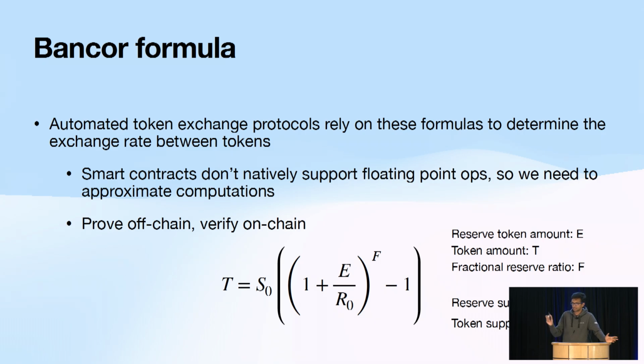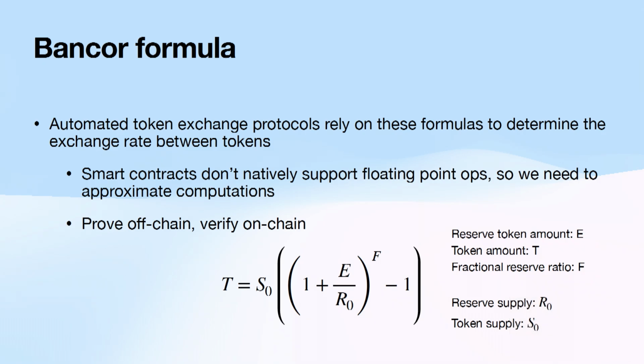So just to dive into this a little bit more, why is this a hard thing to do? It's specifically because this fraction f is actually a fraction. It's not an integer. So computing this formula inside a smart contract becomes hard because you don't even have floating point support. You have to use fixed points inside smart contracts. And instead of computing it, you could have a prover compute it outside and then verify that the computation is done correctly inside a smart contract.